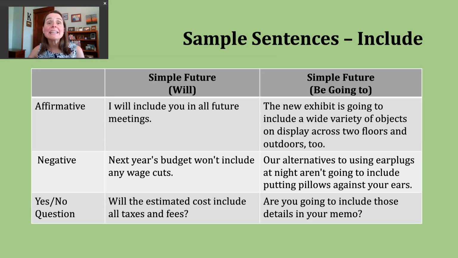Now let's talk about making a yes or no question in the simple future. To do this, you start with will, then you're going to have your subject, and then the base verb. Here's my last example with will. Will the estimated cost include all taxes and fees?